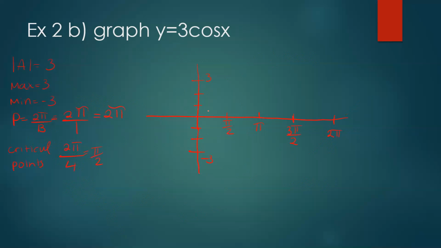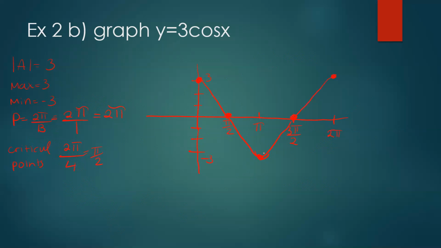So what do we know about cosine graphs? It starts at the max. So here at 0, it starts at your max. Your max is 3. Midpoint at pi over 2. And then at pi, that's your min. And then just keep on doing the cycle. 3 pi over 2 is the midpoint. And then 2 pi is the max. So this is one complete cycle. Okay. So that's how you graph that one for just one cycle.